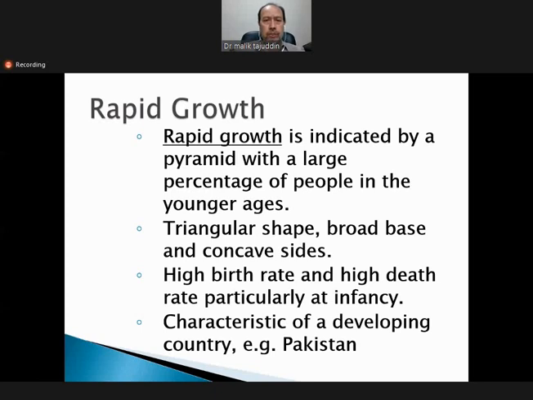So rapid growth is indicated by a pyramid with a large percentage of people in the younger ages: a triangular shape, broad base, and concave sides. It shows high birth rates and high death rates, particularly at infancy, meaning a higher infant mortality rate and under-5 mortality rate. This is characteristic of a developing country, for example, Pakistan.